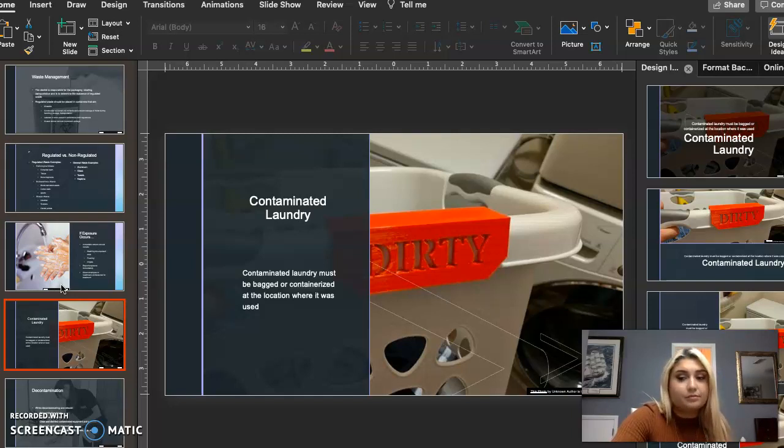Again, this is just so that if your clothes have been soiled with blood or any other potentially infectious materials, it should be handled as little as possible and just should be bagged and containerized at the location where it was last used.